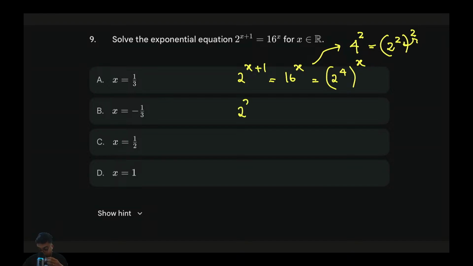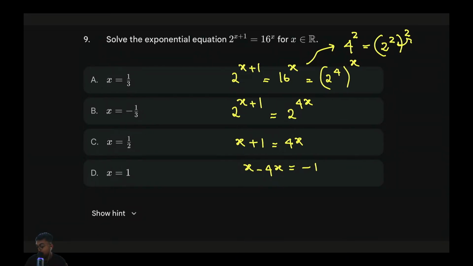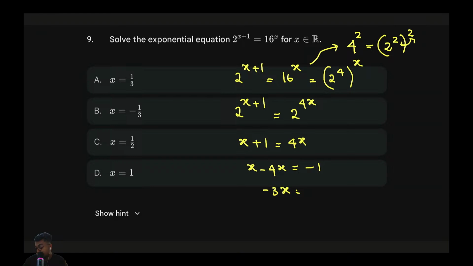So that means x plus 1 equal to 4x. When bases are equal, we are able to equate the exponents from both sides. So it's gonna be x minus 4x equal to negative 1. Whenever we swap sides, the sign in front of them must be changed. So it's gonna be negative 3x equal to negative 1, and x equal to minus 1 over minus 3 equal to 1/3. So the answer is A. Okay.